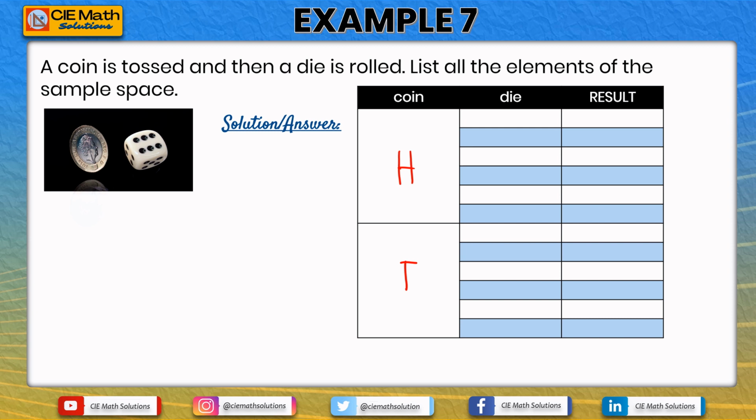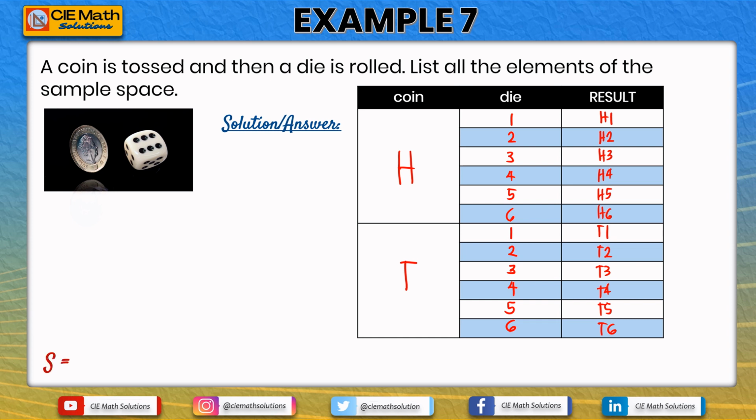On the second one, we have the die, which is rolled. So there are 6 possible outcomes: 1, 2, 3, 4, 5, 6. Combining the results, we'll then have H1, denoting that the head appears on the coin toss and 1 appears on the die. And then H2, H3, H4, H5, H6. Tail 1, tail 2, tail 3, tail 4, tail 5, and tail 6.